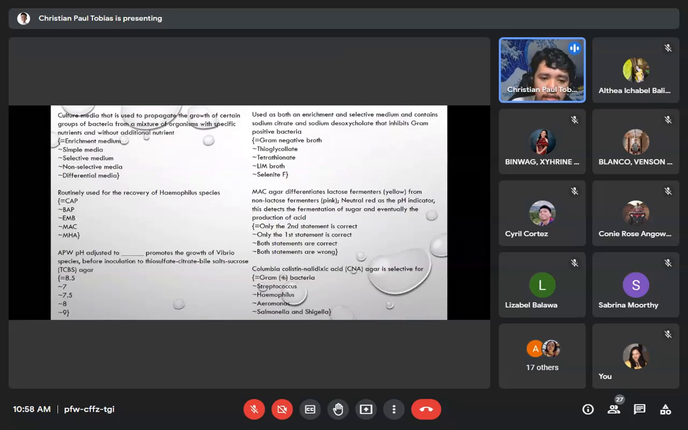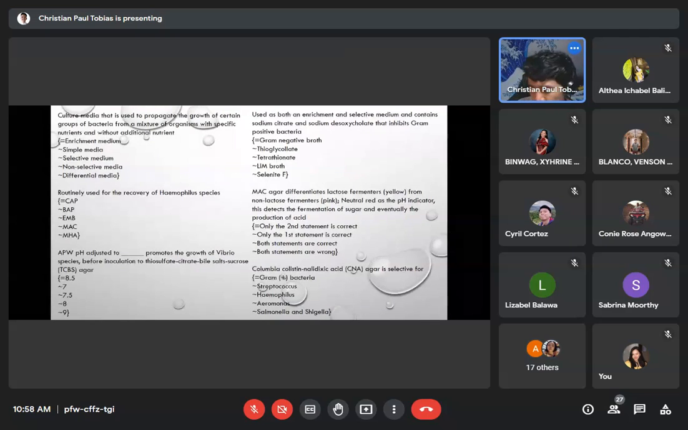So, Columbia colistin nalidixic agar. Guys, i-memorize nyo din yung ano, no? Kapag CNA, dapat alam yung ibig sabihin ng CNA is Columbia colistin nalidixic agar. Sa boards, ang mga choices hindi sa in-words, pero naka-CNA, BAP, EMB, MAC, MHA, ganun. So, pero may mababait na mga examiner na i-spell out nila yan. But to be safe, you should be familiarized then.